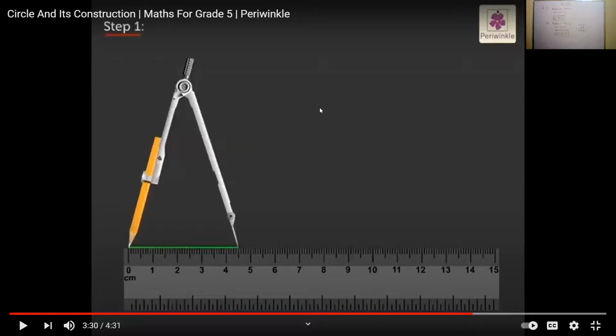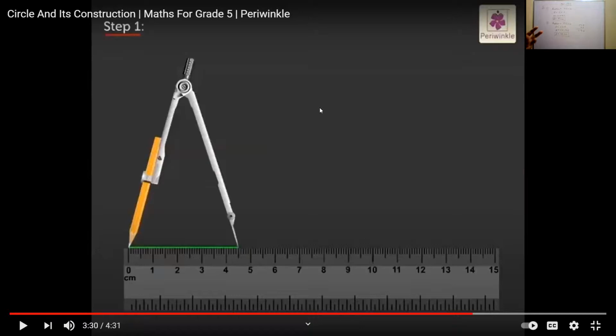Listen to me carefully. In your compass, you take a measurement of 6.5 centimeter only. Okay. Take the compass, and measure 6.5 centimeter in it with the help of a scale. I hope you all have your compass, and the pencil is in the compass. Yes, sir, I always keep my geometry box.